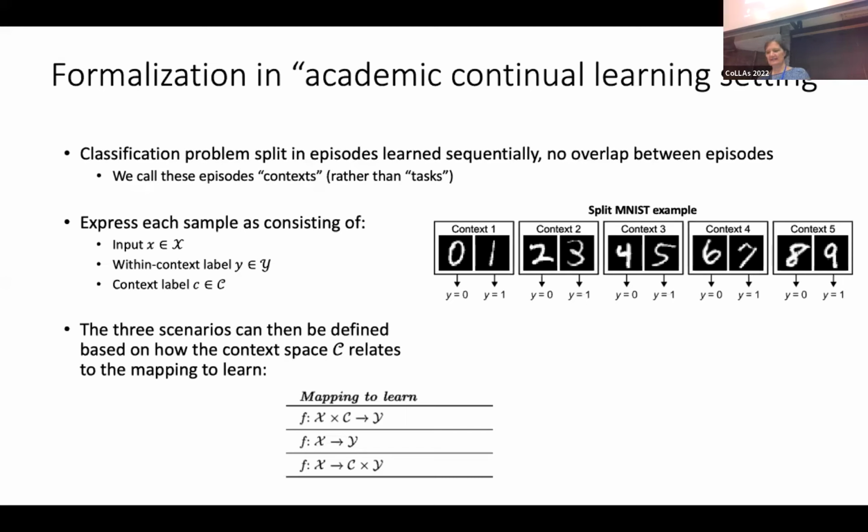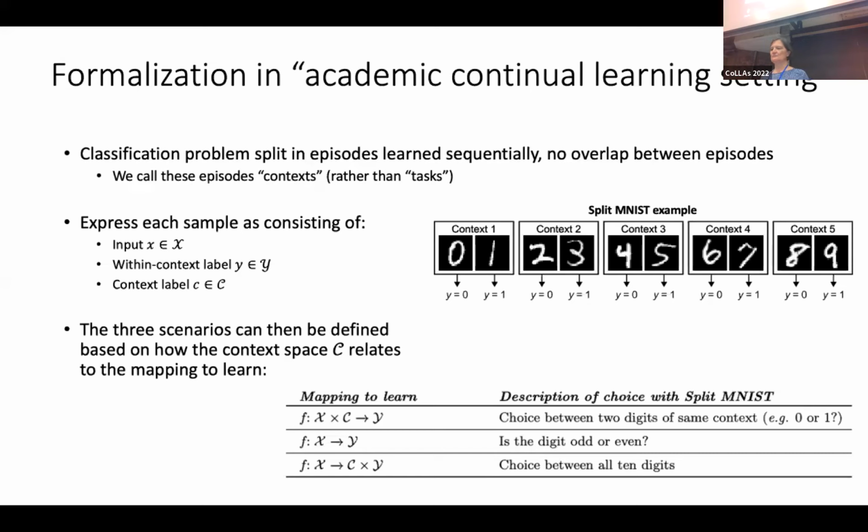And so these three different settings can be applied to our example of split MNIST, where in the first setting, we always want to just distinguish between two digits, like between 0 and 1, or between 2 and 3, or between 4 and 5. In the second setting, we don't know the context, but we don't care. For instance, we only want to distinguish between odd and even digits. And in the third setting, we want to predict both the context and the label, which basically means we want to distinguish between all the 10 digits.